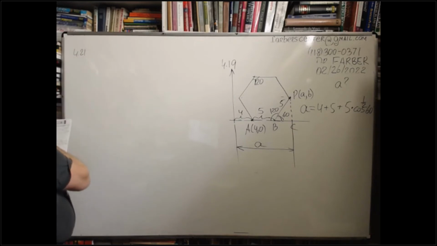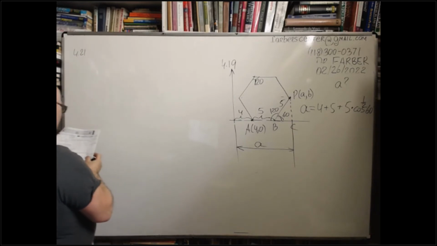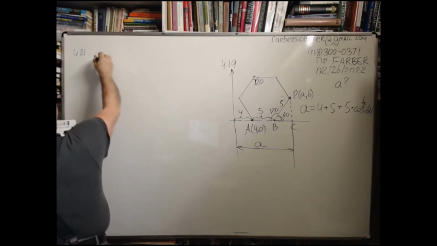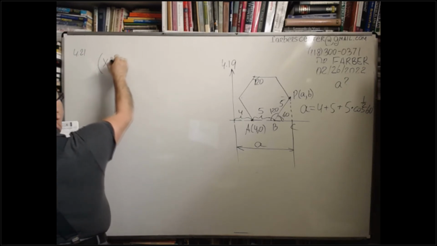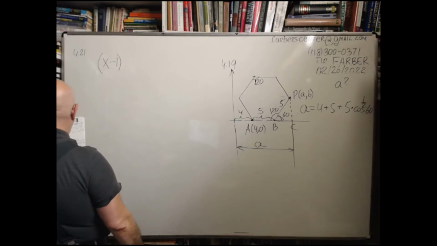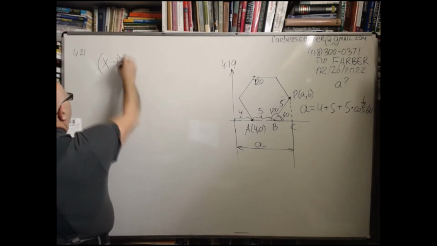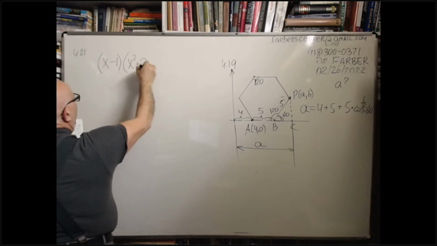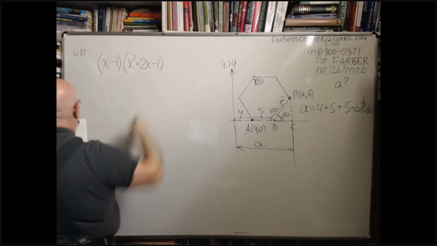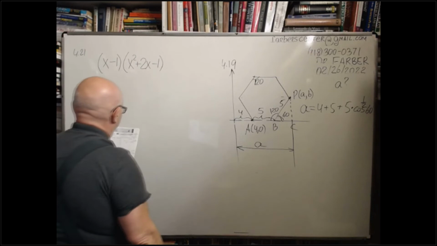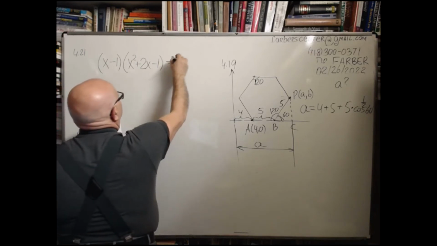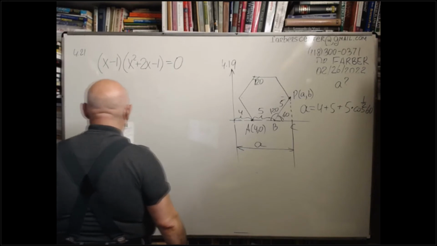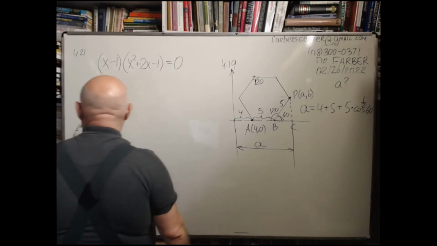In 421, what we have? Let me write without mistakes. x minus 1 in parentheses, open parentheses, x squared plus 2x minus 1 equals 0. Which of the following is a solution of the equation above?